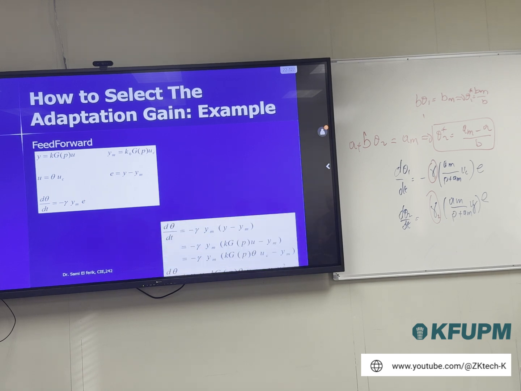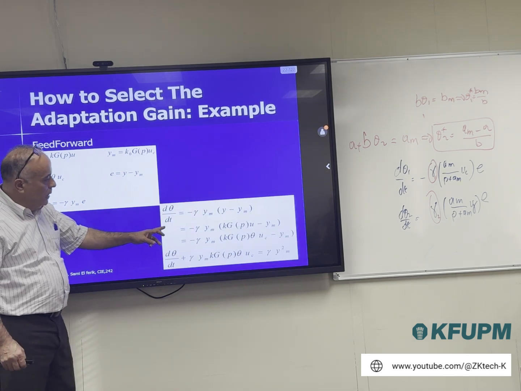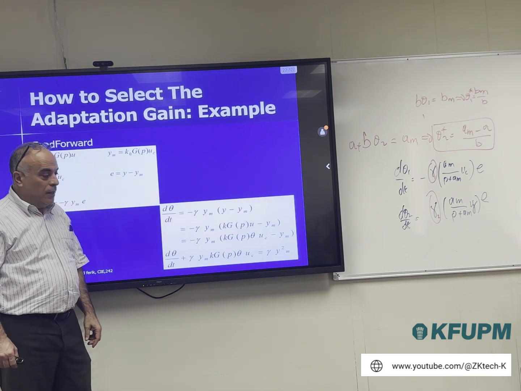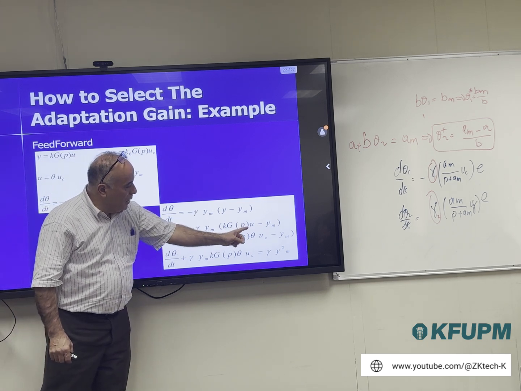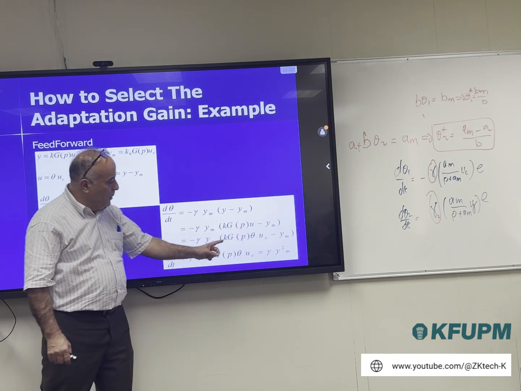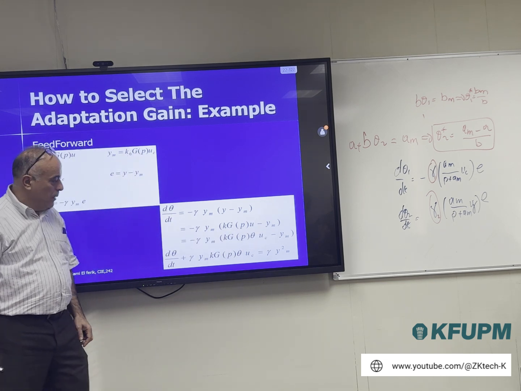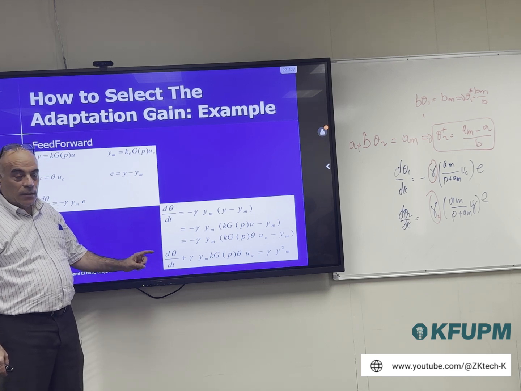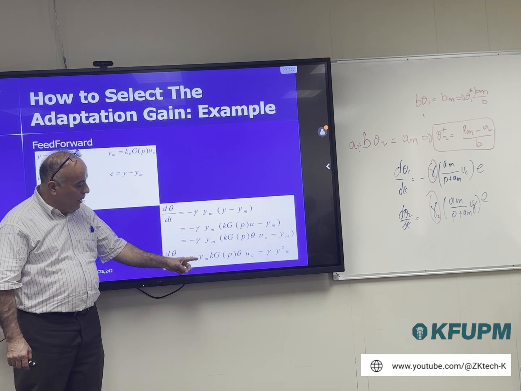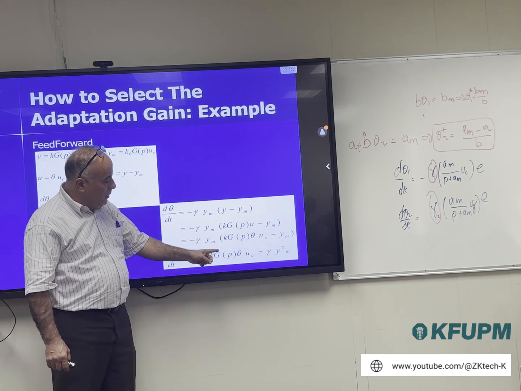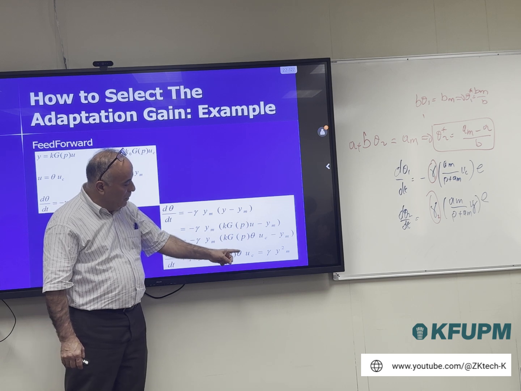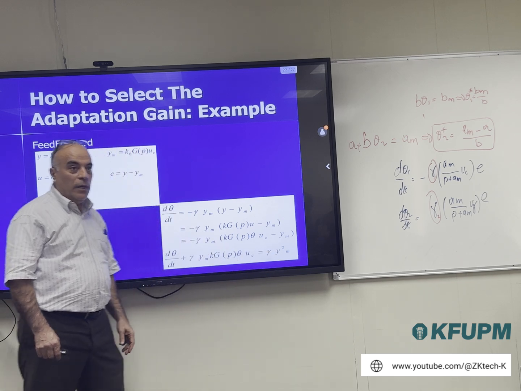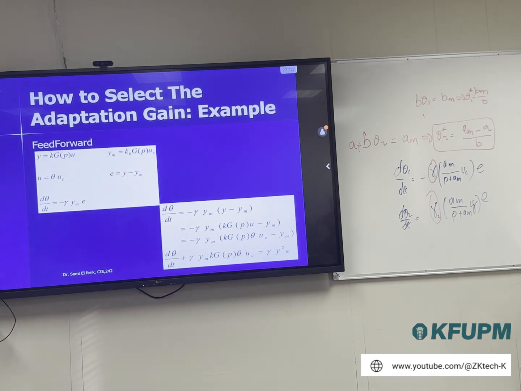Okay. So if I look at the equation of the derivative with respect to t of theta here, I can replace e by y minus ym, and then replace y by k times Gp times u, which is k Gp multiplied by theta uc, minus ym. So what I will have now is a differential equation in theta: the derivative of theta plus gamma ym multiplied by k Gp applied to u multiplied by uc is equal to gamma times ym squared. This is your differential equation for theta.